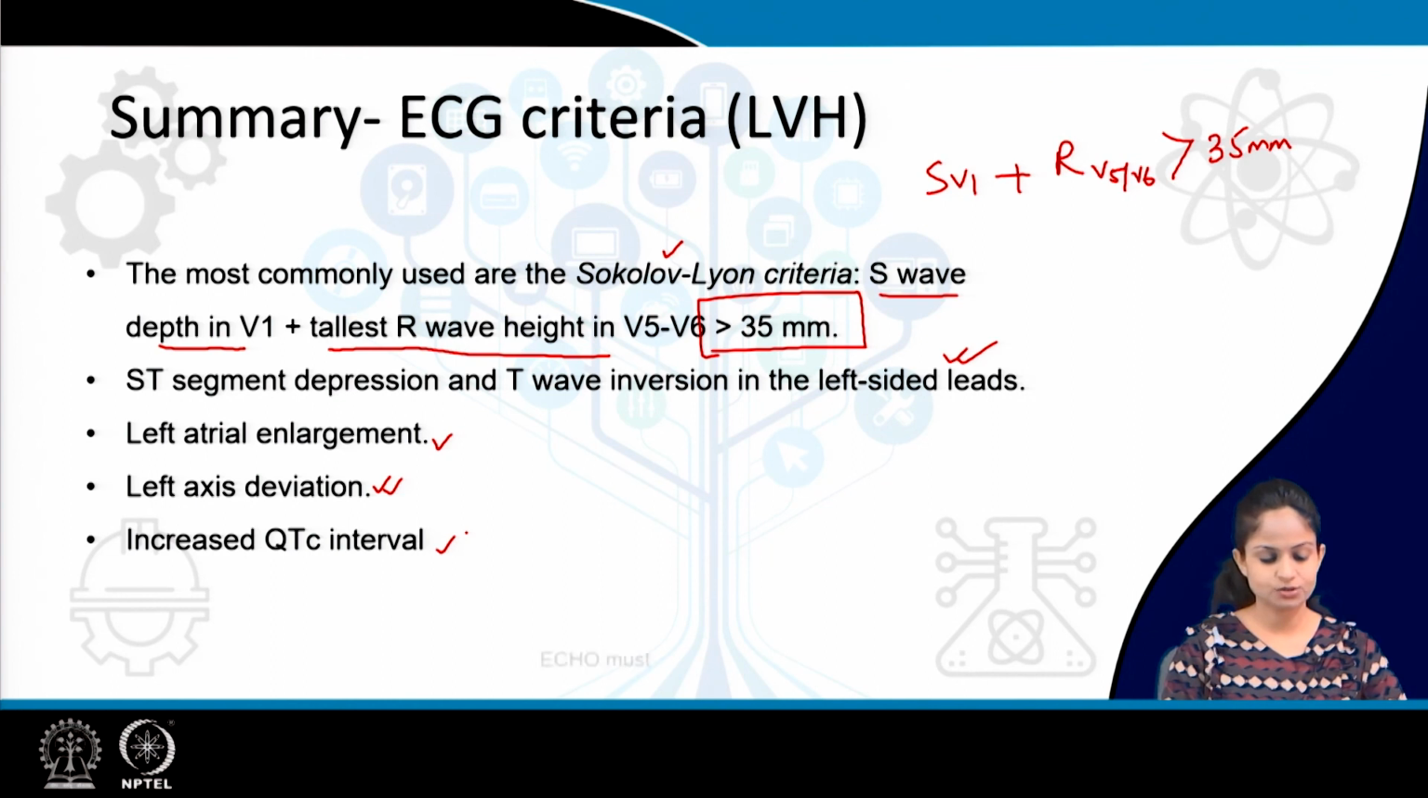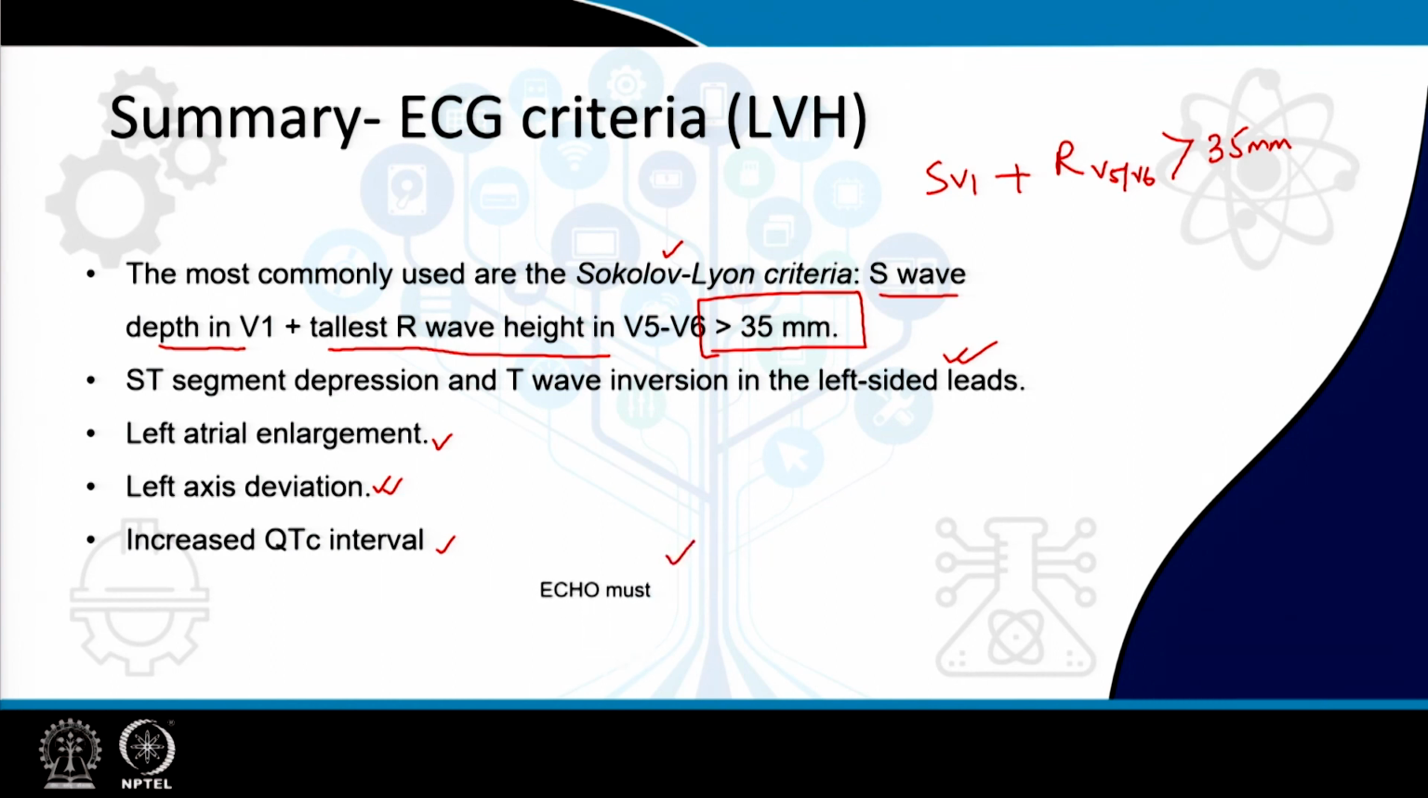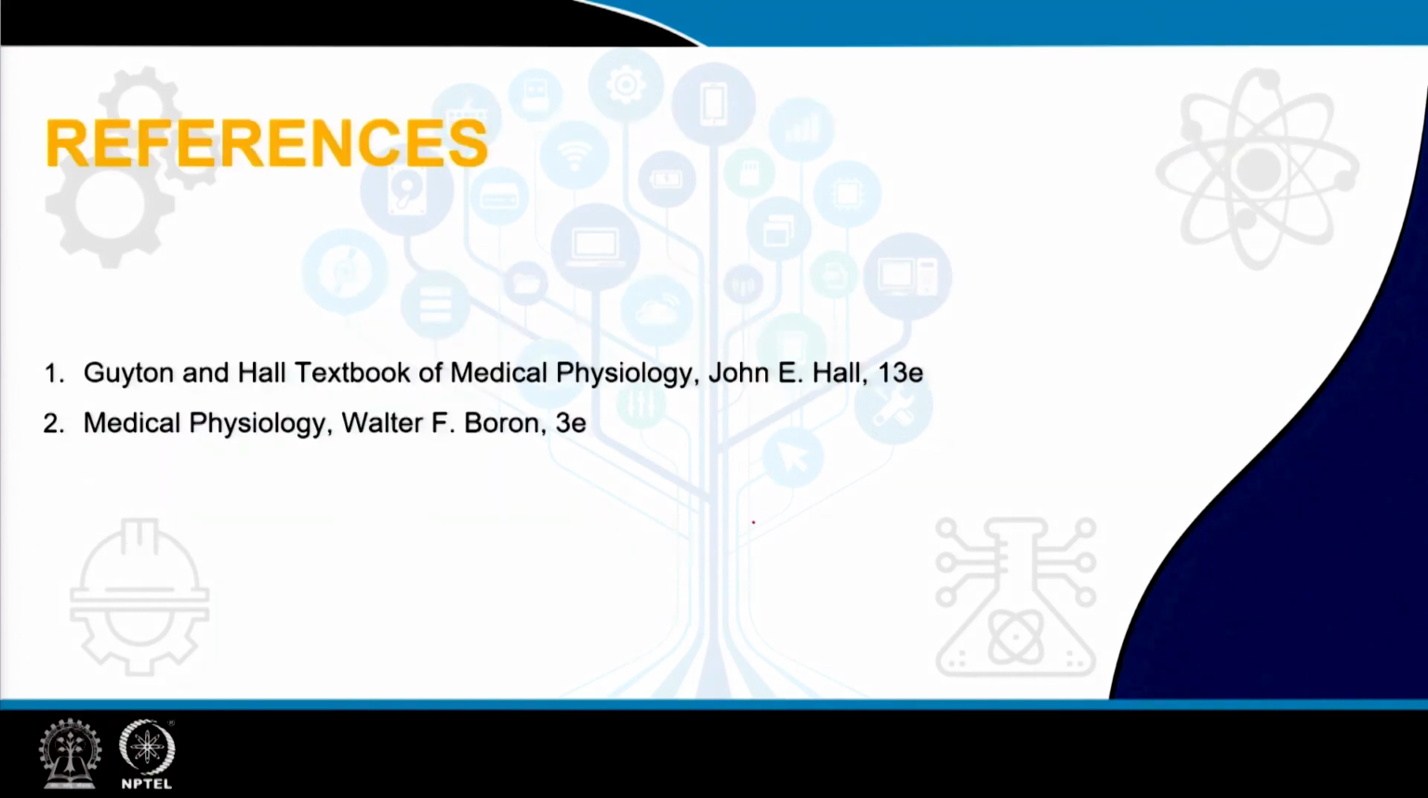With this, I would like to conclude today's topic, and one very important thing is whenever left ventricular hypertrophy is confirmed from the ECG, we should always go for echocardiography. Echocardiography is very much necessary to check for left ventricular hypertrophy. So, these are the criteria you should remember.